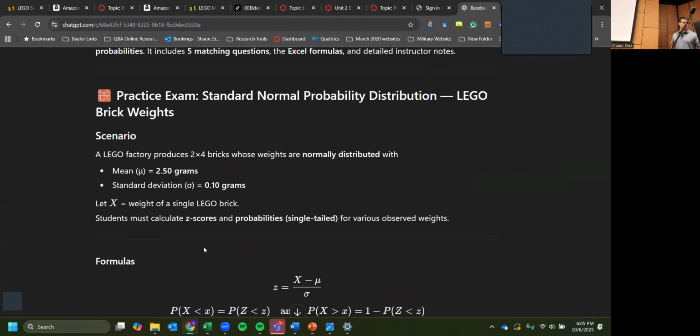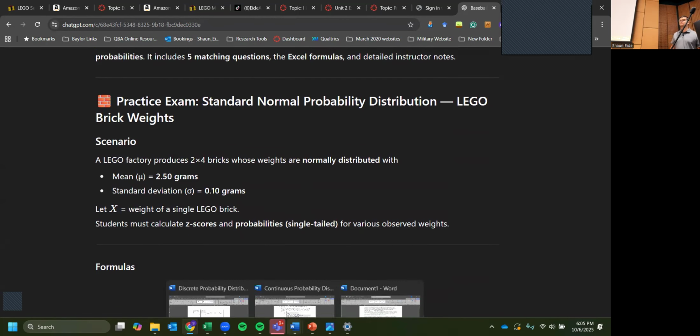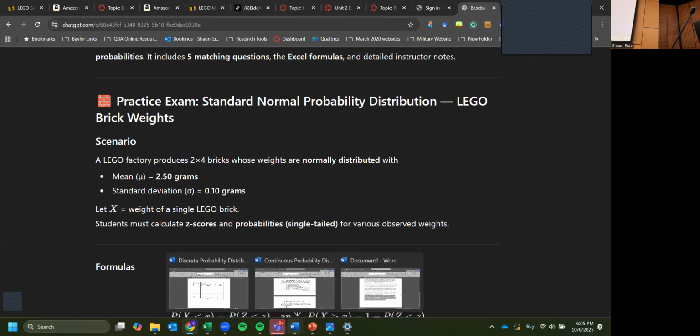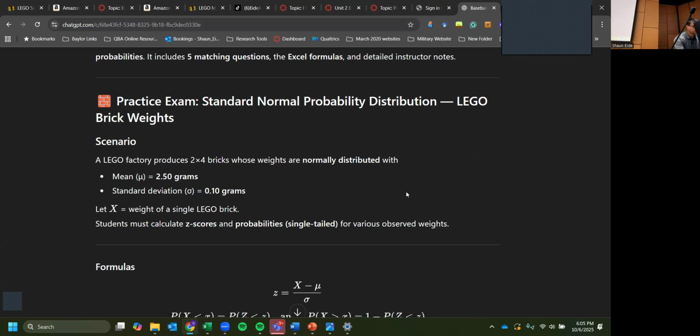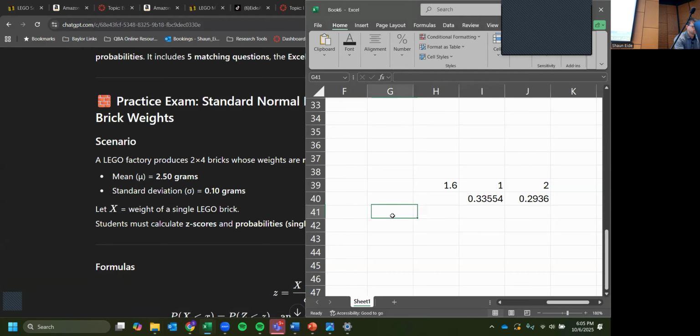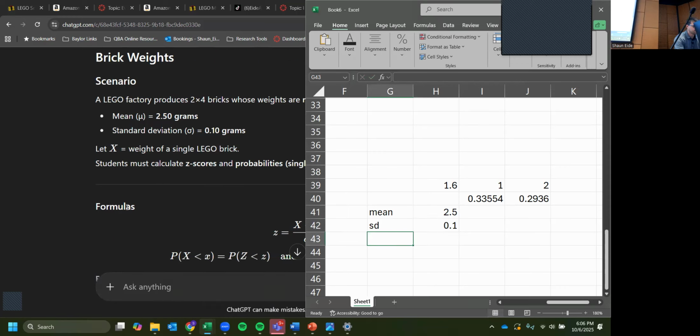Okay, so what are the things that we need? What's the formula? Do you guys know what the formula is? Z equals, what does Z equal? X minus the mean in parentheses divided by the. Okay, so let's do that. X is the weight of a single Lego brick. So we're gonna come right in here, and we're gonna do the mean is 2.5, standard deviation is 0.1. And then we're going to scroll down.